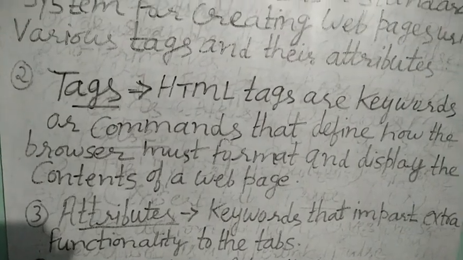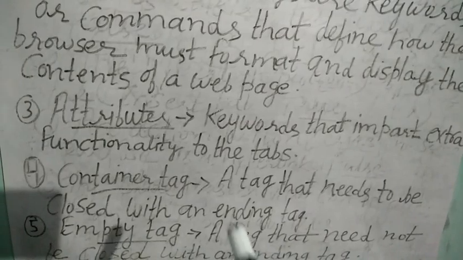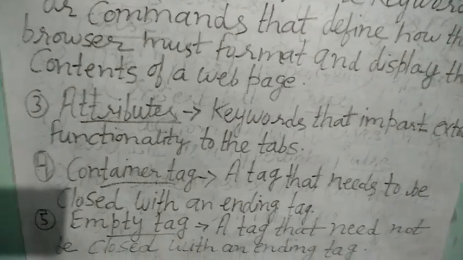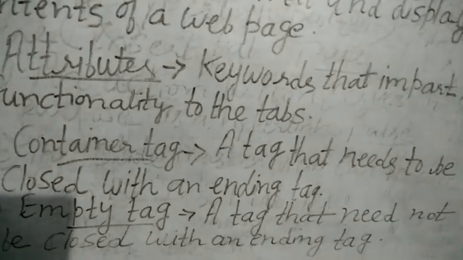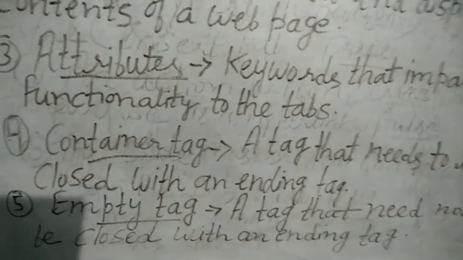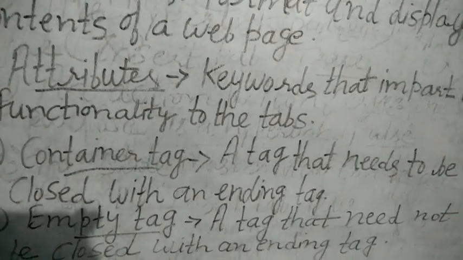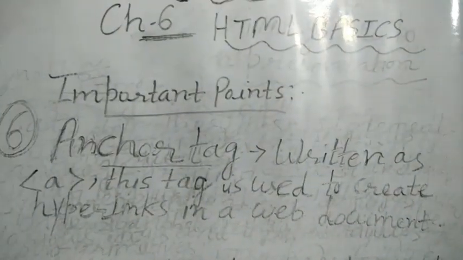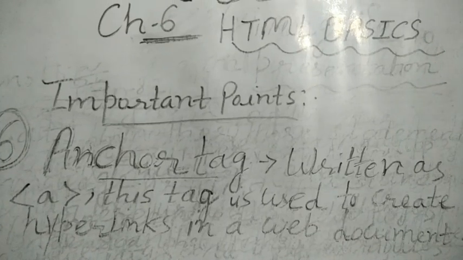Okay, students. Next, container tag, a tag that needs to be closed with an ending tag. Then last, fifth, empty tag, a tag that need not be closed with an ending tag. So it's an empty tag. Next, students, last is the anchor tag. Anchor tag is written as a tag. This tag is used to create a hyperlink in a web document.